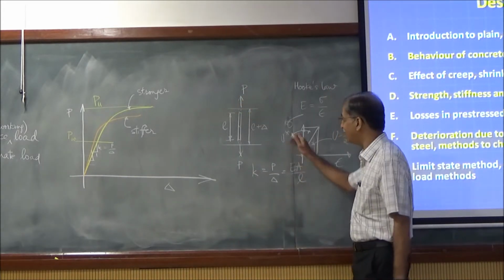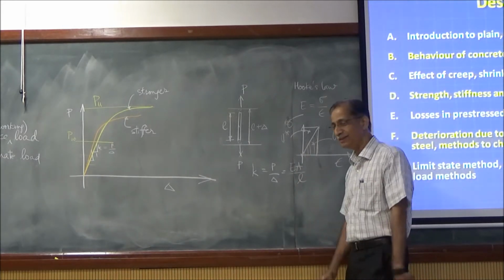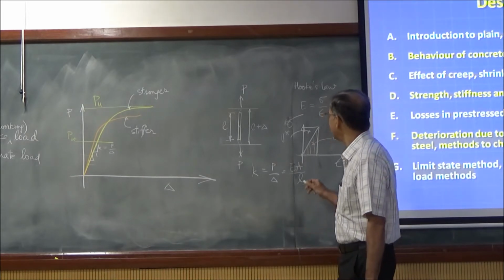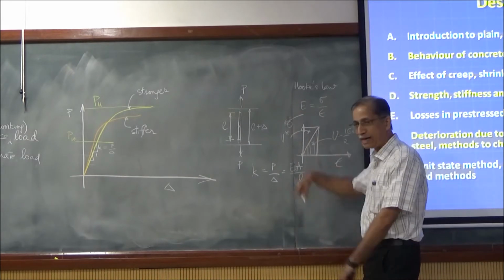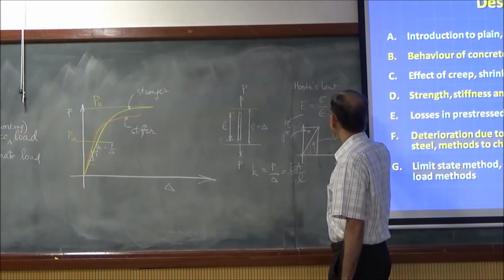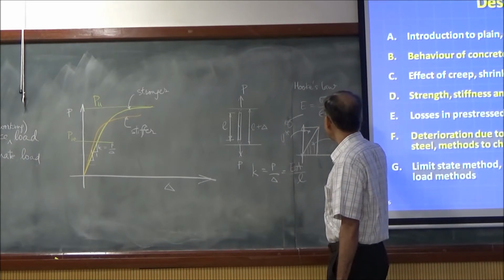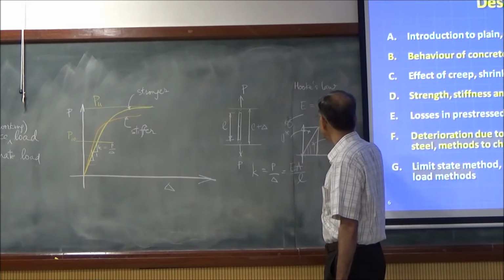Right. No, I am not talking about EA by L. We'll go to first principle. Good one. Well tried. Let's go back to first principle. Right? So we said E is equal to sigma by epsilon. If you have a pure axial stress, this sigma is P by A. This epsilon is delta by L. That's how you get this.